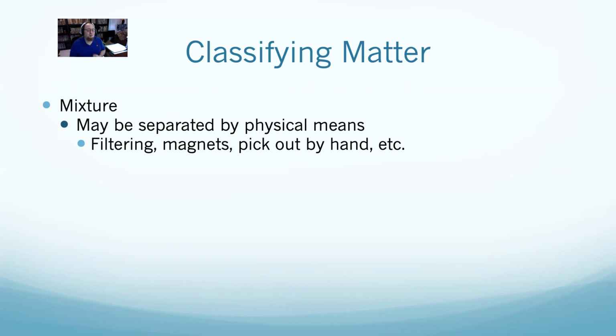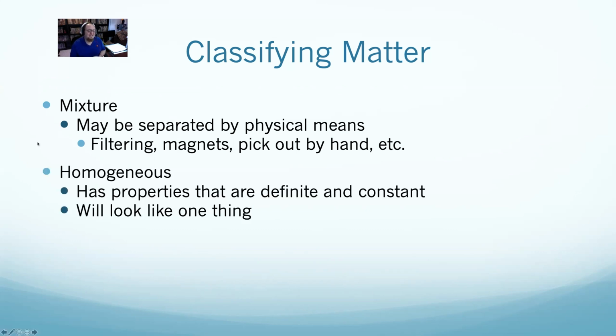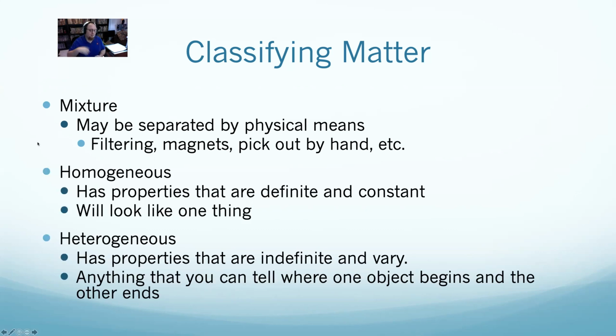Mixtures come in two forms: homogeneous and heterogeneous. Now, the prefix homo means same, the prefix hetero means different. Homogeneous means it has a definite and consistent property, that it looks the same. Air is a homogeneous mixture. Air is a mixture of oxygen, carbon dioxide, and nitrogen. And you can't just tell where the oxygen starts and the nitrogen begins.